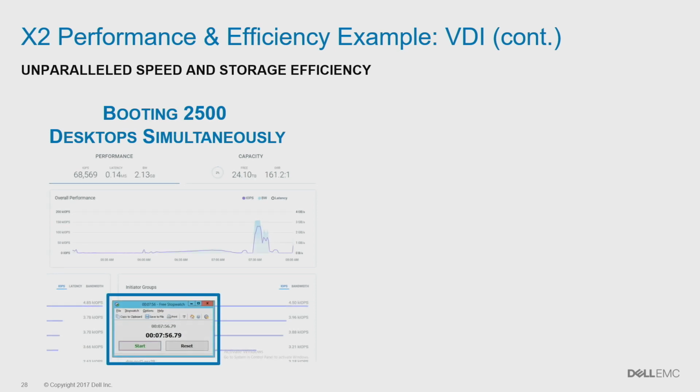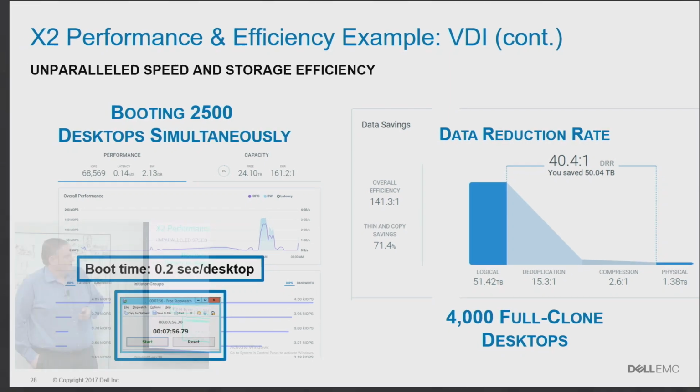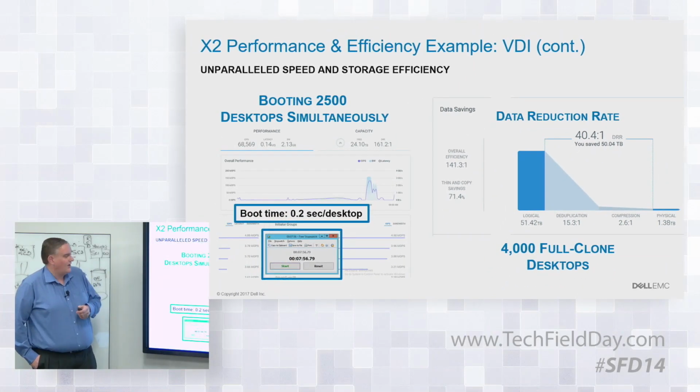Now let's look at booting the desktops. We showed you that here. It took a little less than 8 minutes, about 0.2 seconds a desktop, so it's booting very fast. And then something interesting from a data reduction point of view: we're getting 40.4 to 1 DRR. Obviously, these are full clone desktops that are very common in the environment. You won't see that in an Oracle database, but we will see some excellent results as we saw in the earlier slides.